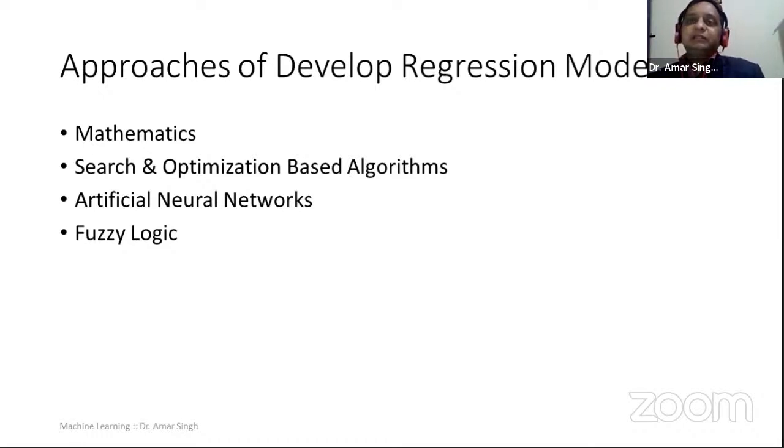First, we shall see how we can compute a regression model with the help of mathematics. And what we have to compute? We have to compute the values of B0 and B1.